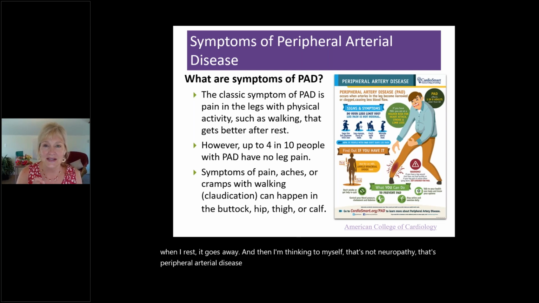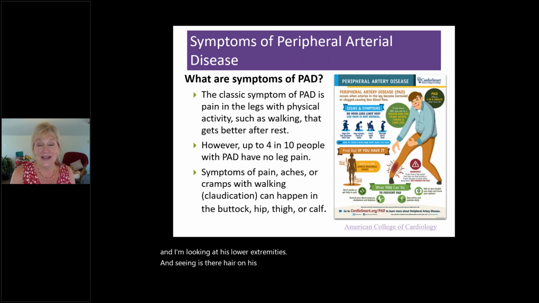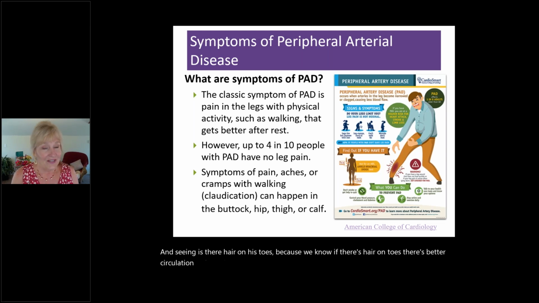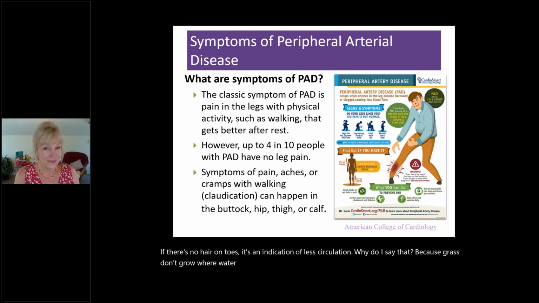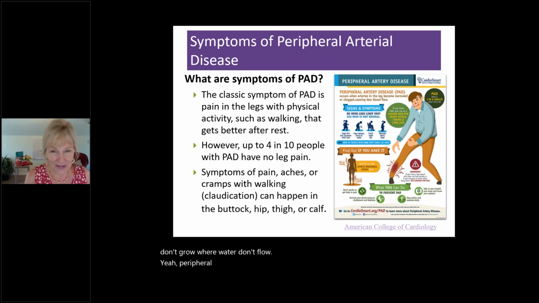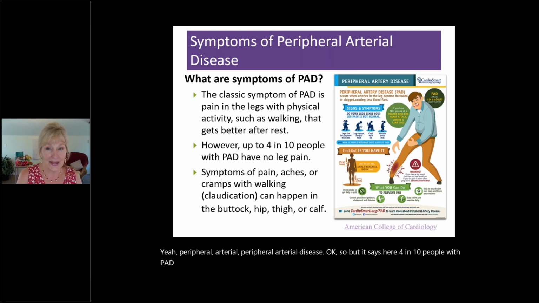That's classic symptoms. So of course I'm checking for pulses now, and I'm looking at his lower extremities. I'm seeing, is there hair on his toes? Because we know if there's hair on toes, there's better circulation. If there's no hair on toes, it's an indication of less circulation. Why do I say that? Because grass don't grow where water don't flow. Yeah, peripheral arterial disease. Okay, so, it says here 4 in 10 people with PAD have no leg pain, and that's why checking pulses is so important.